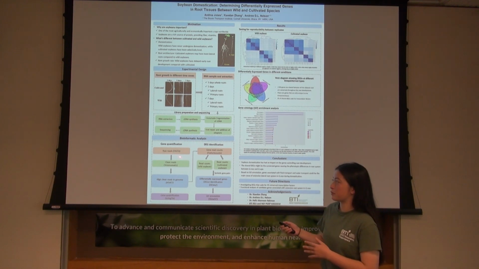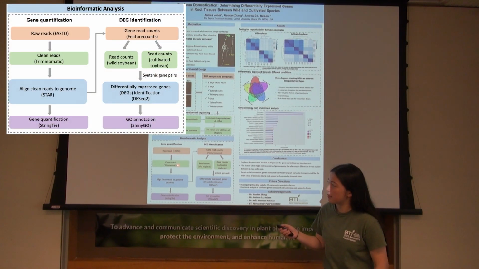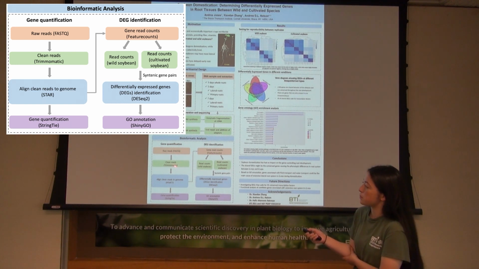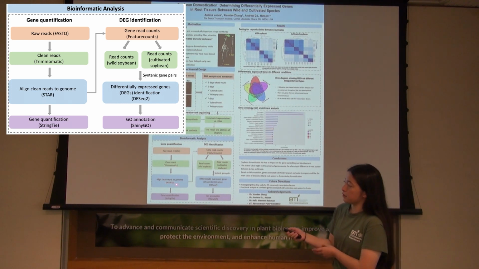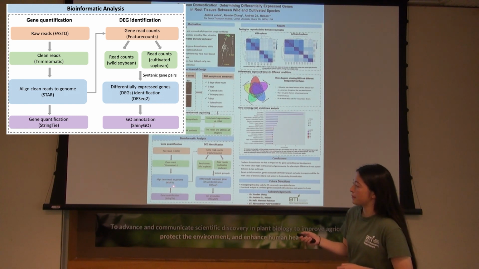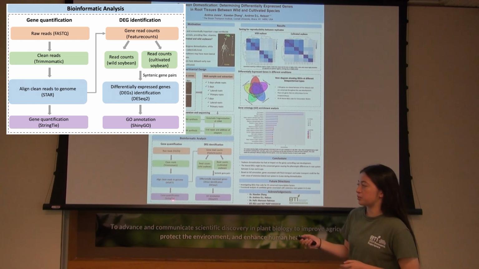So what I worked with is, first, I checked the quality using FastQC. Then I cleaned off the adapter sequences and low quality sequences with Trimmomatic. I aligned those clean reads to the genome with HISAT2, which is an alignment program. And then we quantified what genes were there in an assembled transcript with StringTie.